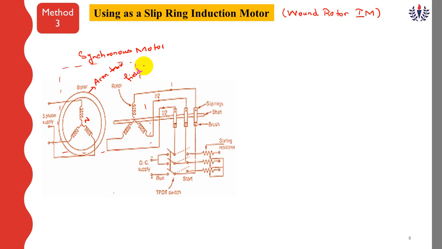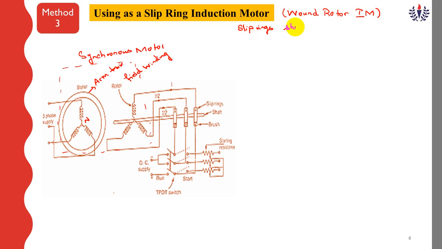Rotor means field winding, but here they are taking a three phase winding, that is nothing but field winding only, but they are taking a squirrel cage rotor. So you know the operation of squirrel cage and slip ring rotor. In slip ring rotor, the slip rings are short circuited with brushes.